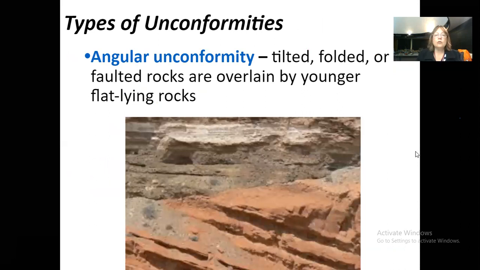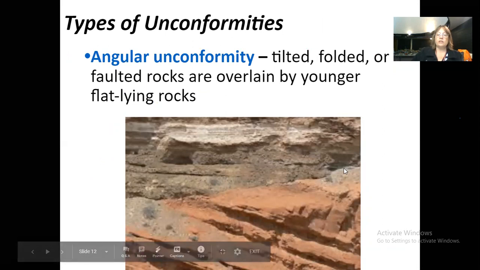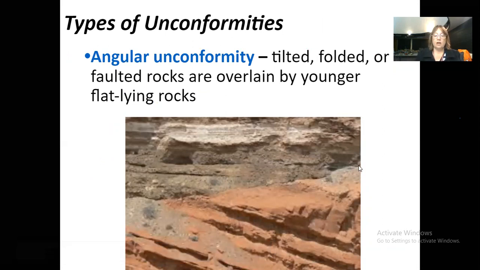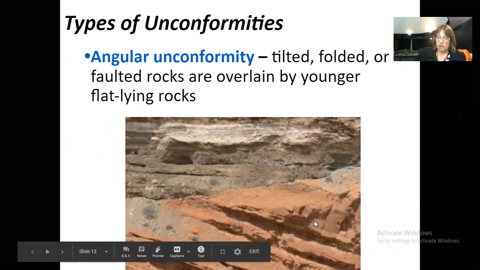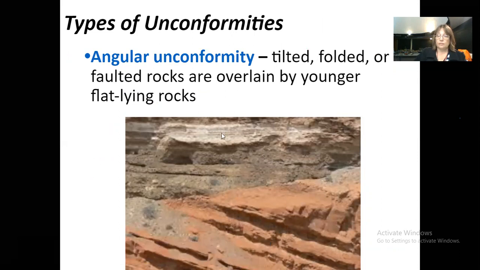The last unconformity is called an angular unconformity. Here there are tilted and folded or faulted rocks below the erosion surface, and on top of them are flat, horizontal sedimentary rocks. So the erosion surface is easy to see. It's right here. It's easy to see for two reasons. One, the difference in the color of the rocks is obvious, but also the layers beneath the surface are tilted, and the rocks above are flat and horizontal.